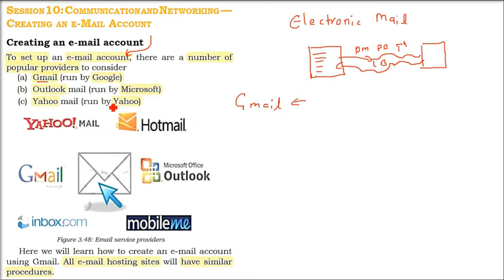This is most popular. Google products are all popular. Then Outlook, this is by Microsoft, again one of the more prominent companies. And Yahoo, previously it was one of the most popular. Everyone was having the email on Yahoo only. So you see Yahoo Mail, Hotmail, Gmail, you have so many options. This is up to you.